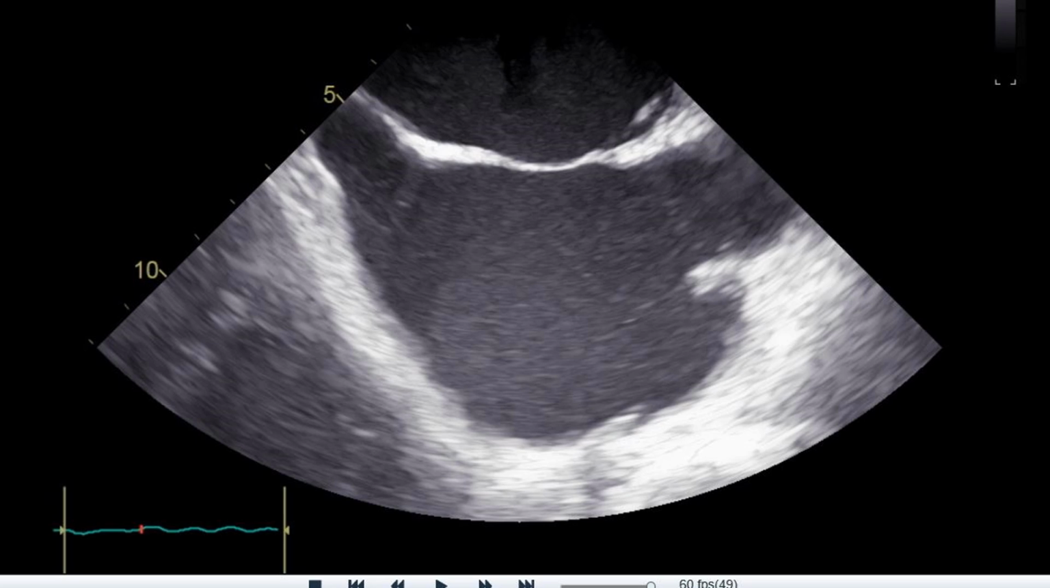So one of the reasons you might want to look at a bicaval view is to assist with line placement. There are a number of different ways to confirm that your either internal jugular or subclavian line is in the SVC and in the right heart, and one of them is echo. So you can actually see the wire coming in the SVC and into the right atrium if you do this on echo.